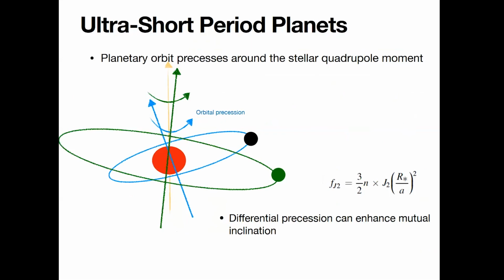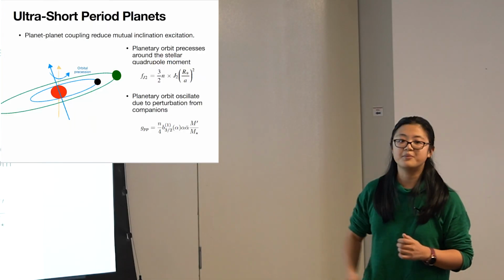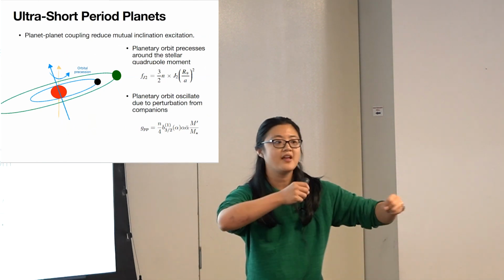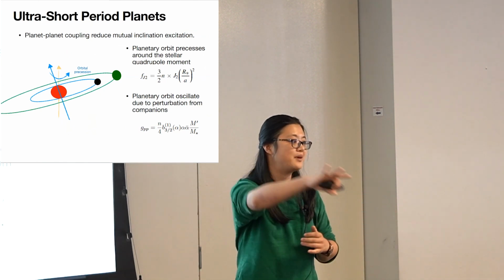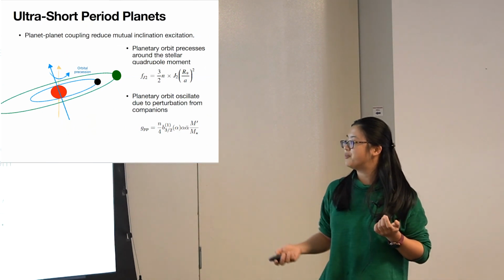And then if you have multiple planets, the precession rate will be different, and this differential precession can enhance the mutual inclination. But meanwhile, we can also see that this depends on the planet separations, because when the planets are closely packed to each other, the planet-planet coupling also becomes dominant, and then the two planets will precess together around the host star in a plane. So this does not excite the mutual inclination of the planetary orbit.